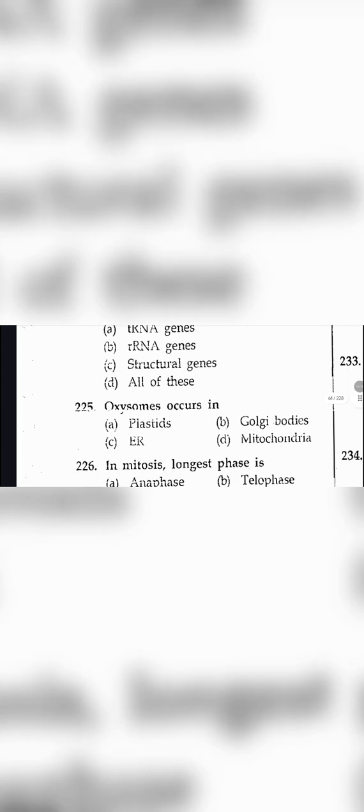Question number 224. Self splicing introns are found in option B, rRNA genes. Question number 225. Oxysome occurs in, that is option D, mitochondria. 226. The longest phase of mitosis is, that is option C, prophase. Question number 227. The nullisomic condition is represented by option C, 2n minus 2. 228. Who discovered the triangle of U in Brassica? That is option B, Nagaharu U.